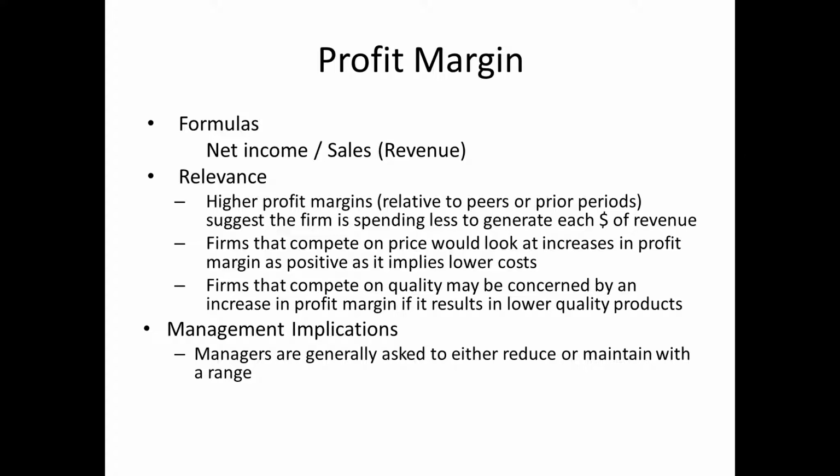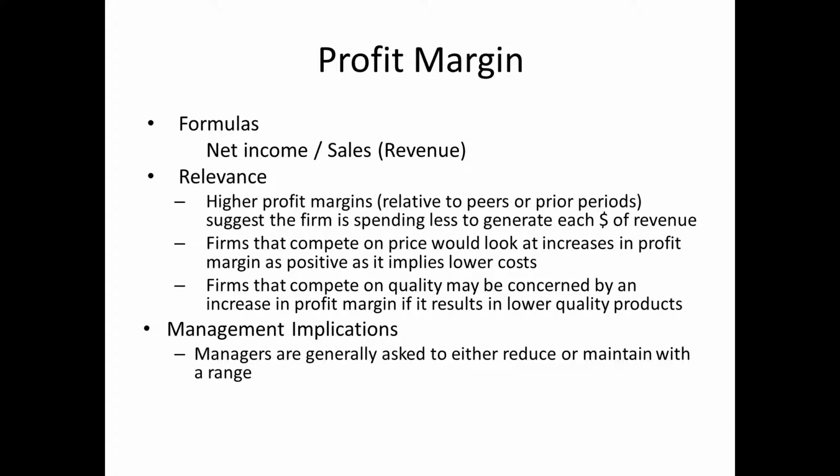Obviously, you generally would like higher profit margins relative to your peers or relative to prior periods. All of that suggests that you're spending less to generate each dollar of revenue. Because if you think about it, sales minus expenses equals net income. So if your net income is going up, it must mean that your expenses are going down relative to sales.